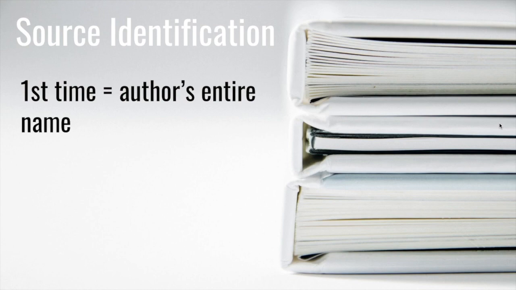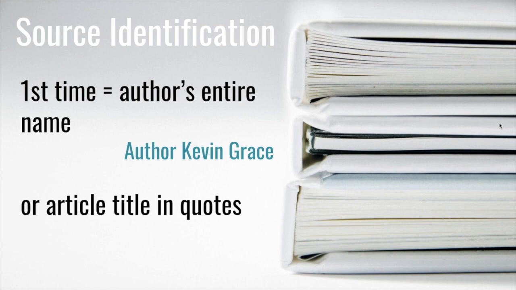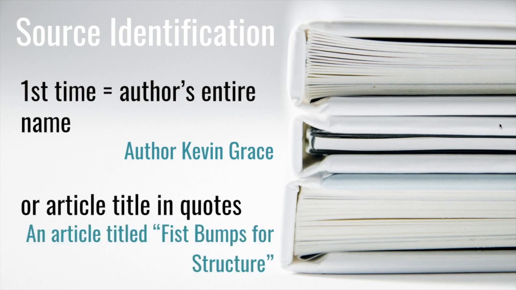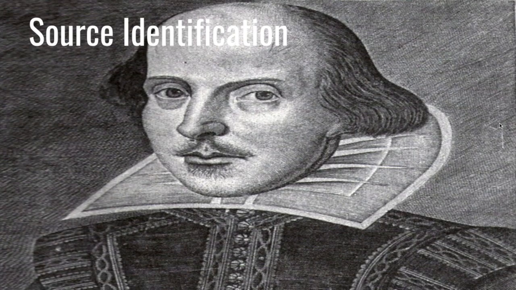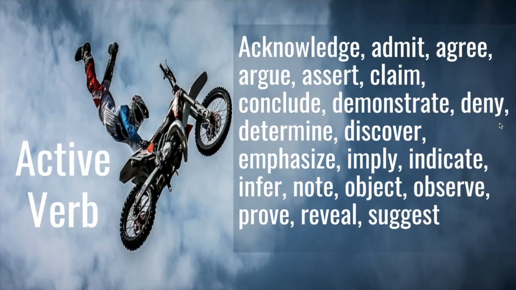When you do this, the first time you're going to include the author's entire first name. So for example, author Kevin Grace. If there isn't an author, then just use the article title and be sure to put it in quotes. So for example, an article titled Fist Bumps for Structure. One little note about source identification. Try avoiding using the cliche according to. It's just, no. We aren't in elementary school. Just don't do it.